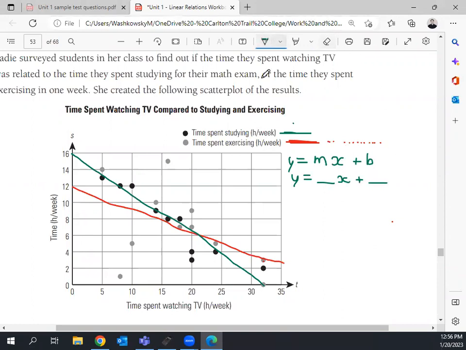So let's do the b. That's always the easiest first. So what's my y-intercept of my green line? 16. That's when it crosses the y-axis. Yep. And then for my slope, how do I find the slope of a scatter plot with a straight line without using that fancy equation?